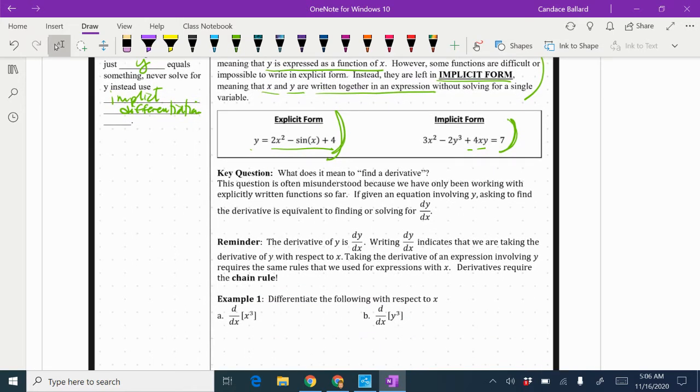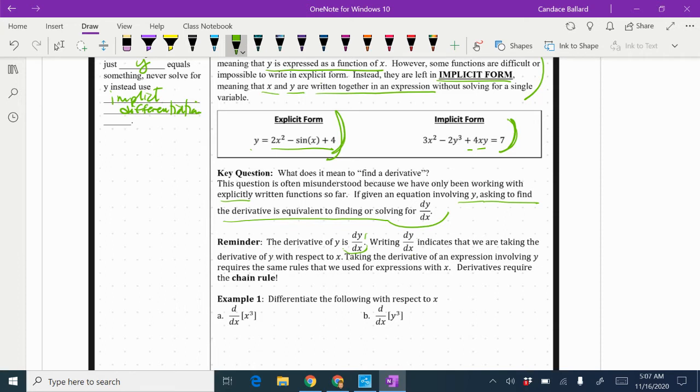So one of our key questions is, what does it mean to find a derivative? This key question is often misunderstood because we only have been working with explicitly written functions so far. If given an equation involving y, asking to find the derivative is equivalent to finding or solving for dy dx. So you want to remember that the derivative of y is dy dx, which means the derivative of y with respect to x. Writing dy dx indicates that we are taking the derivative of y with respect to x.